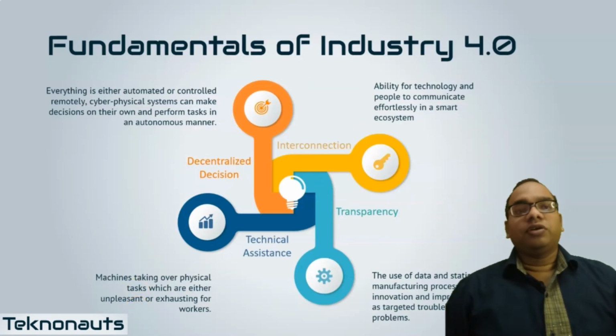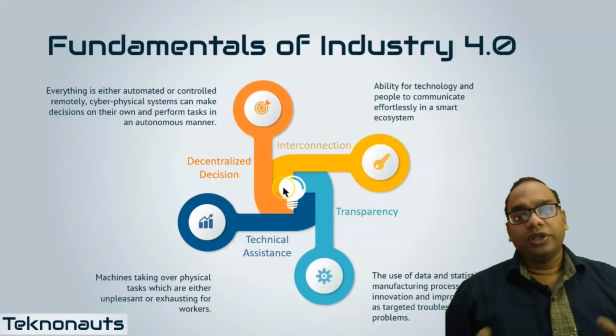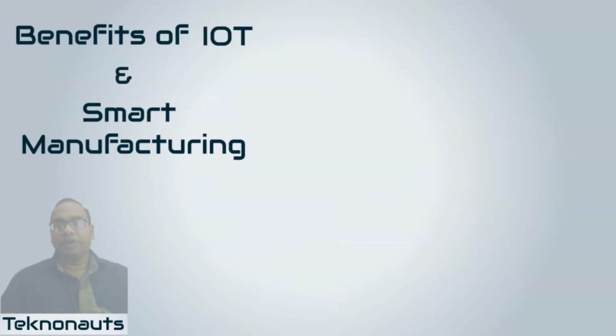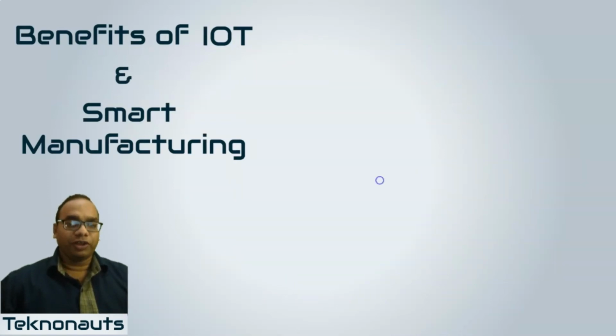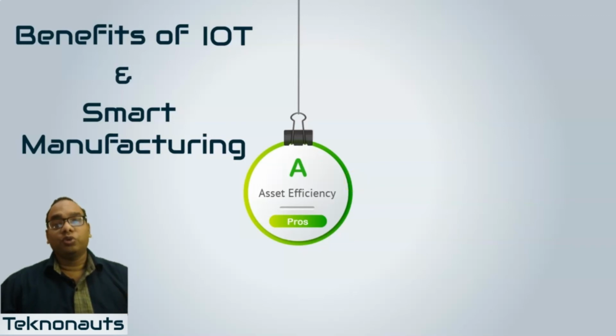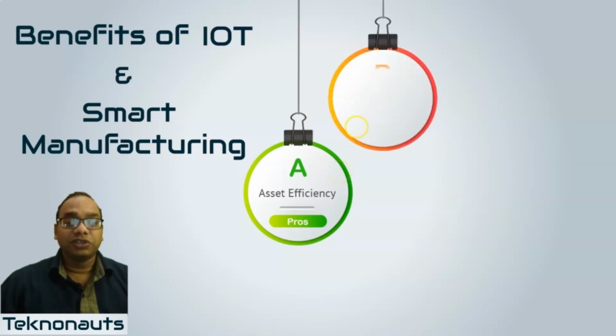So after understanding the fundamentals of Industry 4.0, let's come to the benefits of smart industry, benefits of IoT and smart manufacturing. So we have four major advantages of using smart manufacturing. First is asset efficiency. When you are using a modern interconnected system, you will have a very good look or real-time status tracking of all the assets. And if some of the assets of your manufacturing plant are not working, you could pay attention in real time. Thereby you can increase your asset efficiency.